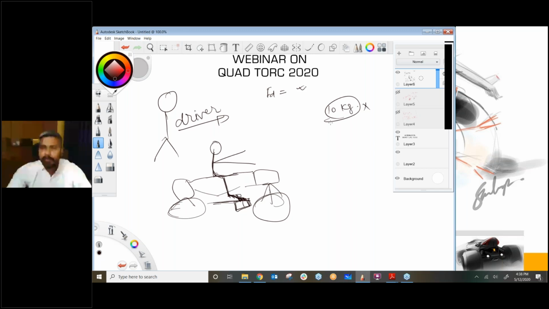They are connected through a fluid line, and the fluid is non-compressible as per its property. As per the definition of the fluid, it's non-compressible. So whatever the pressure is here, the same pressure would be here in the caliper also. So pressure inside the master cylinder will be equal to pressure inside the caliper. Am I right or not?